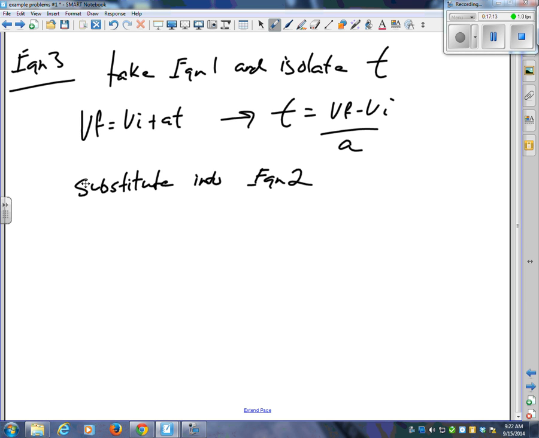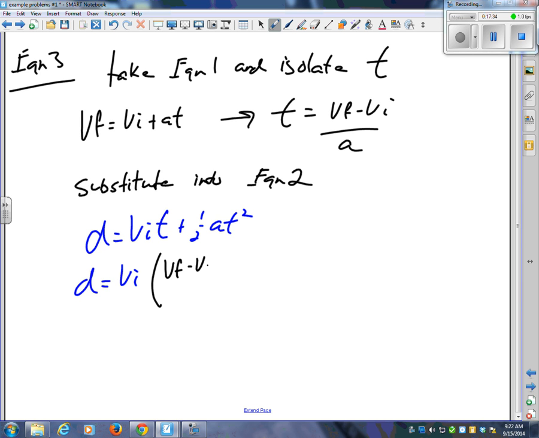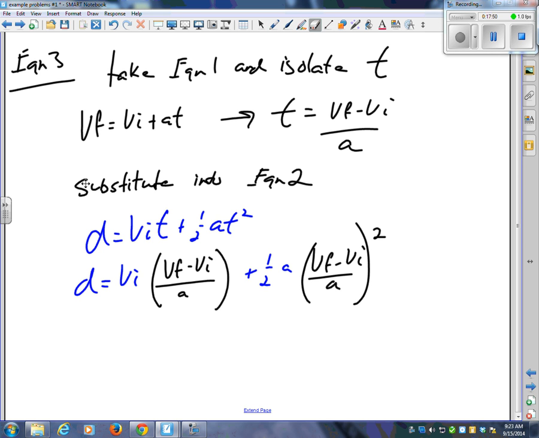Right away you know this is going to suck. D equals VIT plus 1/2 AT squared. And I'm going to use black and blue here. D equals VI times T, which is VF minus VI all over A, plus 1/2 of A times VF minus VI all over A squared. Oh, that one should be in blue.